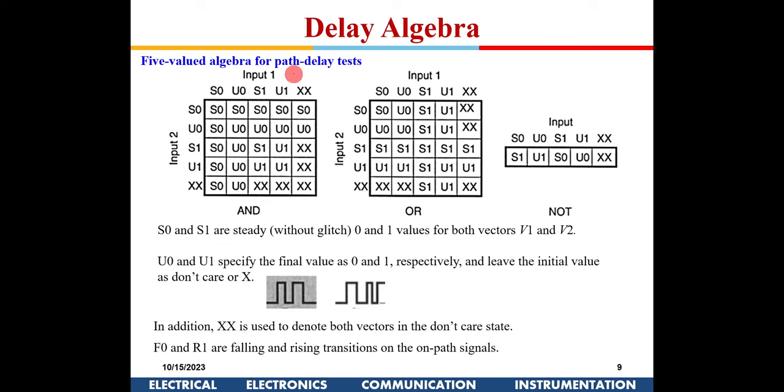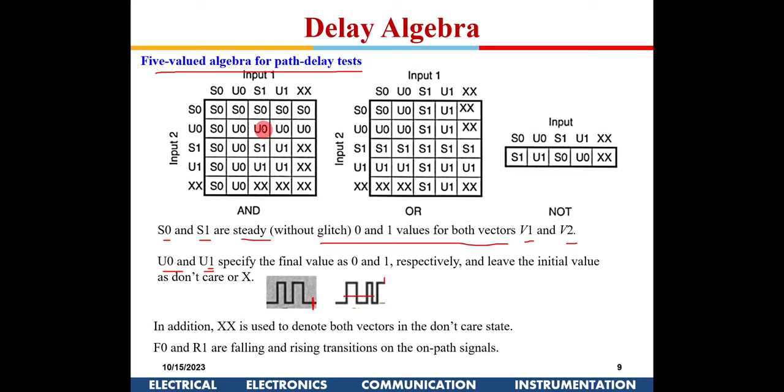Now, like we saw D algebra, similarly we have something known as phi valued algebra for path delays. Here, the new functions defined are: S0 means static zero, a steady zero, and S1 means steady one, without any glitch. V1 and V2 are the first vector and the second vector. U0 means there could be unspecified initial values, but finally it is zero. U1 means initially there could be some transitions, finally it is one.